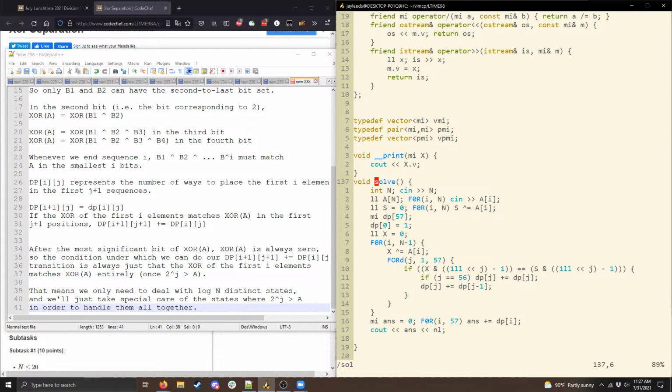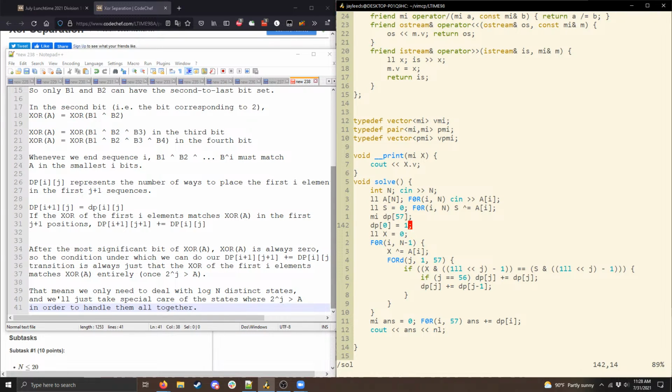I cut out the I dimension, so my dp essentially just corresponds to, I have this 57, essentially just corresponding to j. And then I'm just going to update it for each I as we go along. So first I store S, and S is just going to be the XOR of A. And then initially dp of 0 is 1, so there's just one sequence containing no elements where we're about to start b sub 1.